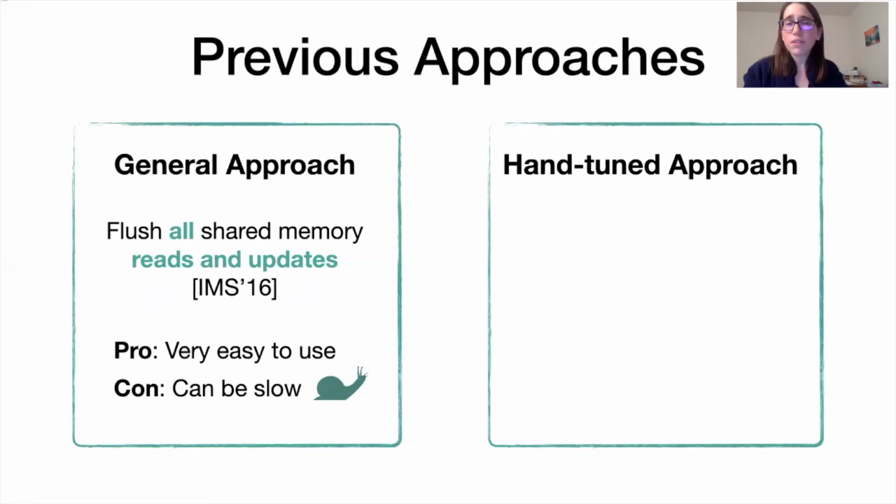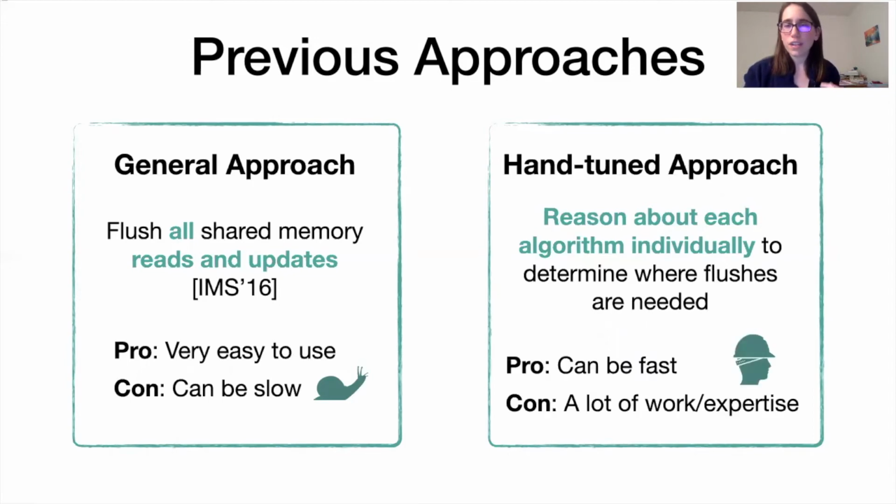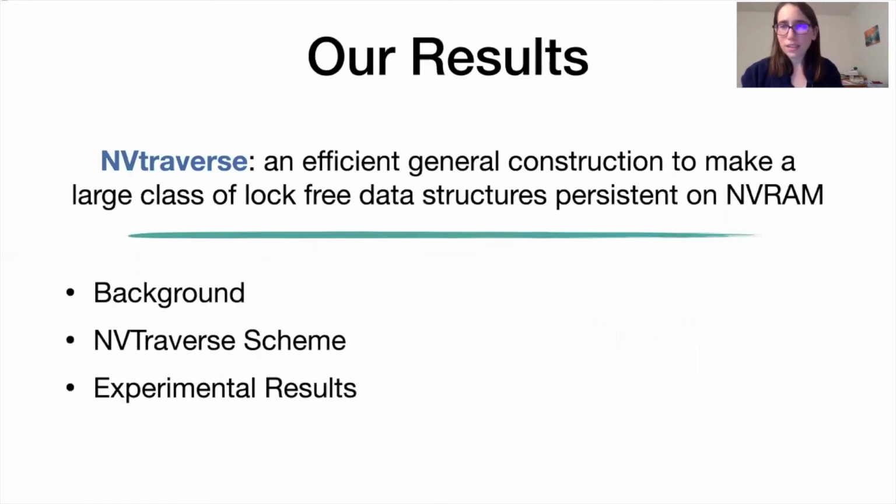Now there's another approach called the hand-tune approach, which is to say, for every algorithm that you have to persist, carefully reason about the dependencies that you have between the reads and the updates, and see where the dependencies don't exist, you don't have to flush. And this can actually be a very efficient approach. So in this way, you can actually eliminate quite a few flushes. However, it's a lot of work, and every time you have a new algorithm, you have to start over and reason about that one. So let's go back to the statement of our results. I told you that we have an efficient general construction for a large class of lock-free data structures.